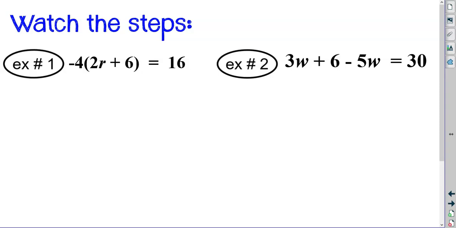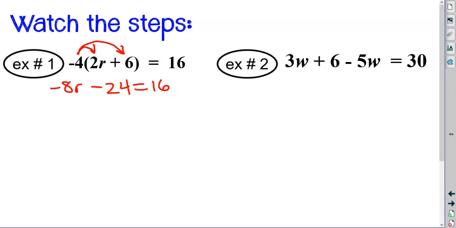So example number 1. I see parentheses on the left-hand side. So I'm going to distribute this coefficient of -4 times only the terms, and there are 2 of them, only the terms that are inside the quantity or parentheses. Once I do that, the parentheses will disappear. -4 times 2r is -8r. -4 times +6 is -24. The remainder of my problem stays the same.